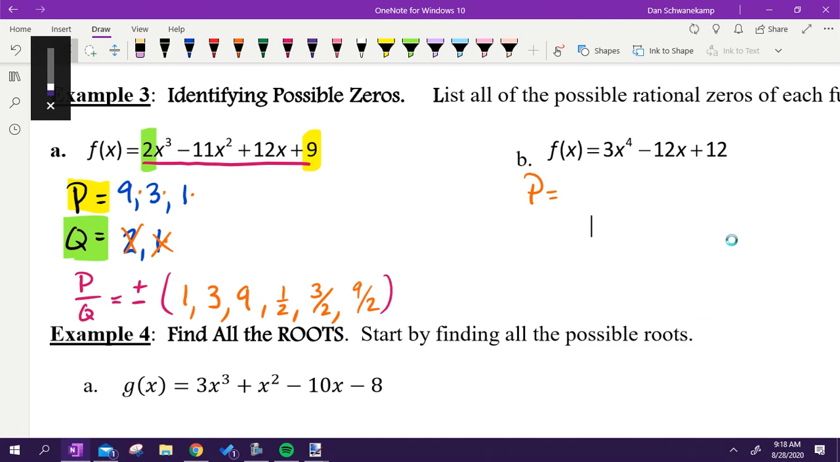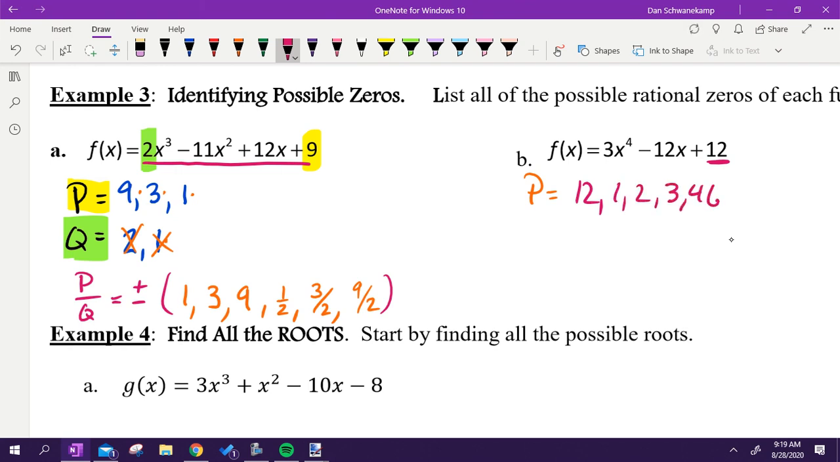So we're doing P's and Q's. Kendall, what number is my P here? 12. Whatever that last number is, 12. Now I'm listing all the factors of 12. So what'd you get for that? 1, 2, 3, 4, 6.